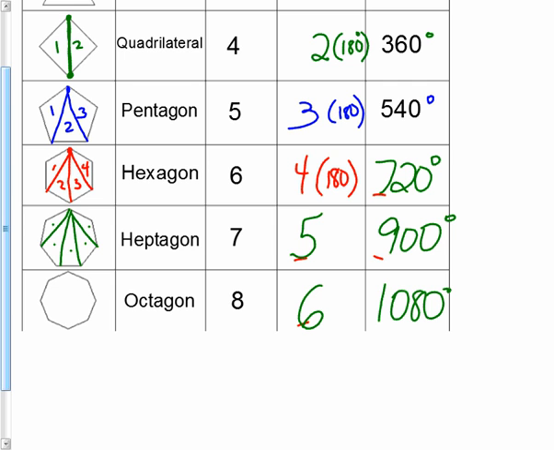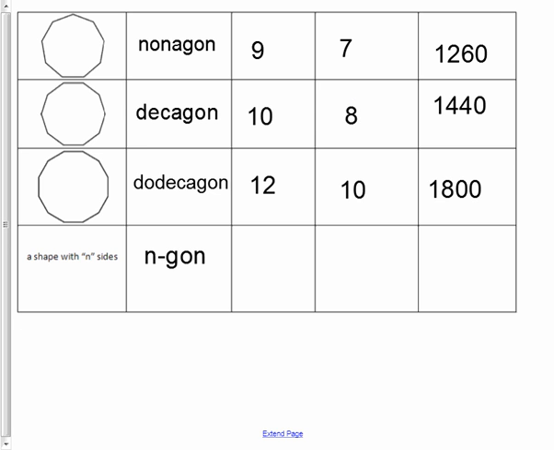So for your heptagon, 1, 2, 3, 4, 5. And for your octagon, 1, 2, 3, 4, 5, 6. Okay, you can go ahead and pause this as well and fill in for the nonagon, decagon, and dodecagon. These are 9, 10, and 12 sides. So they have 7, 8, and 10 triangles, and these are their degree measures here, 1230 and 1800. When you're done, you go ahead and play the video, and then we're going to talk about an n-gon.